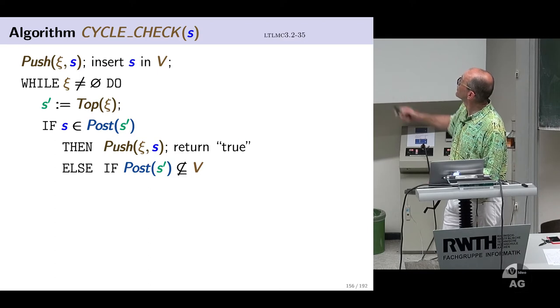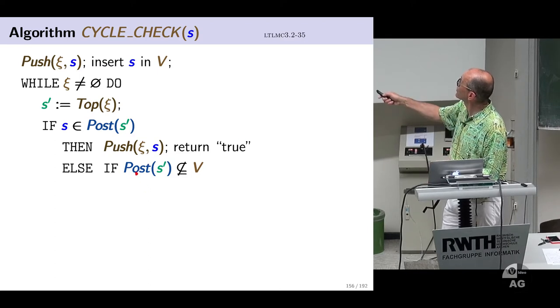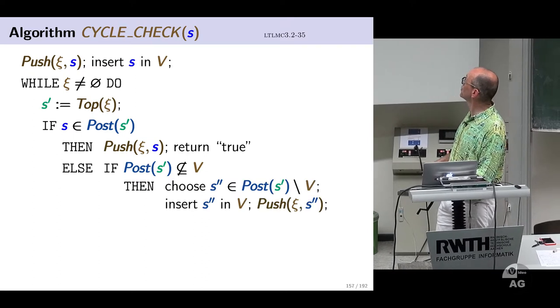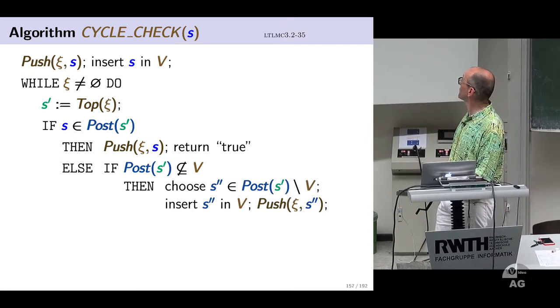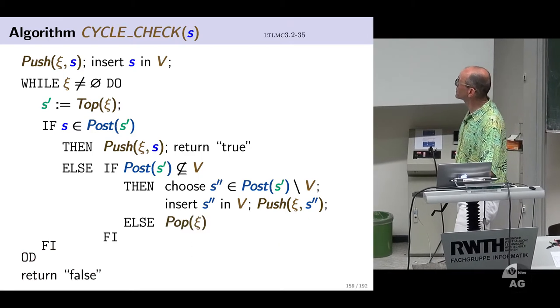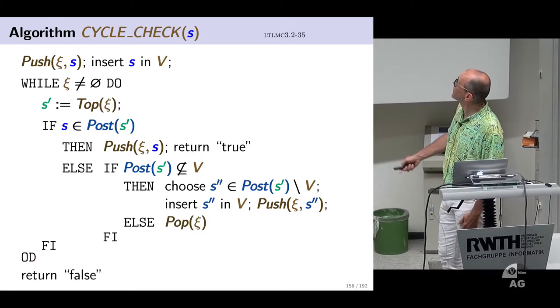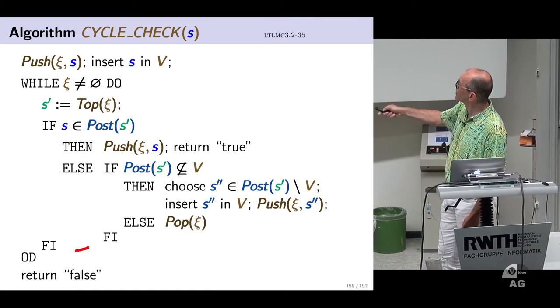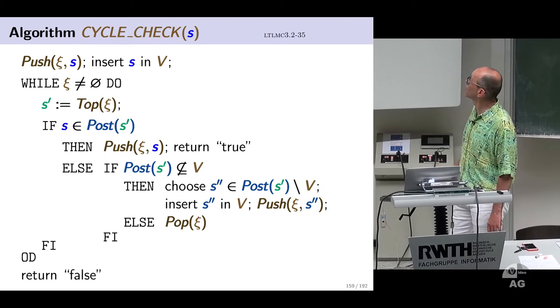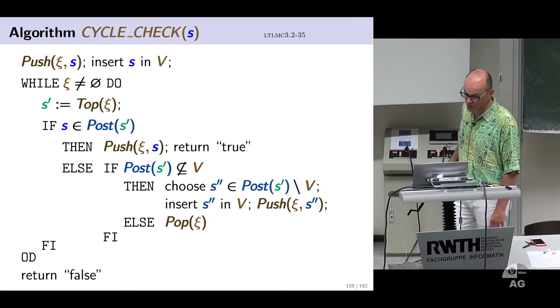So you push it and you return true. Otherwise, you check whether there are any successors that you have not considered yet in the innermost depth first search. Then you choose such a state and you continue the depth first search from there by pushing it on the stack. Otherwise, you pop it. And if you're completely done, which means you don't find any of those states, you don't have to do anything. And in the end, you return false if you did not find any cycle so far.